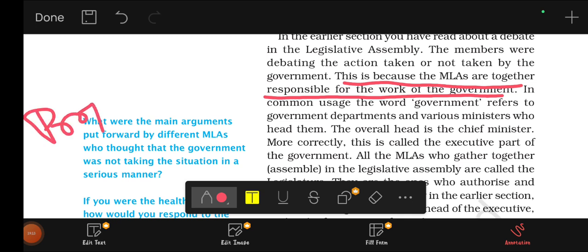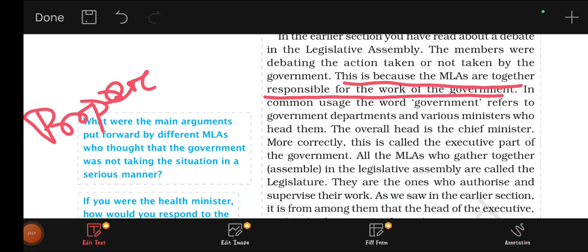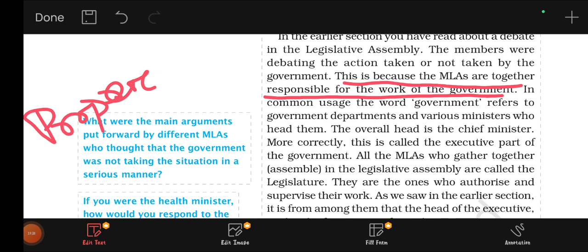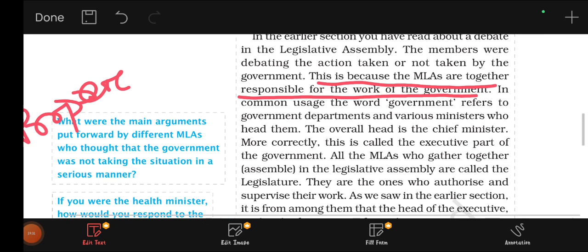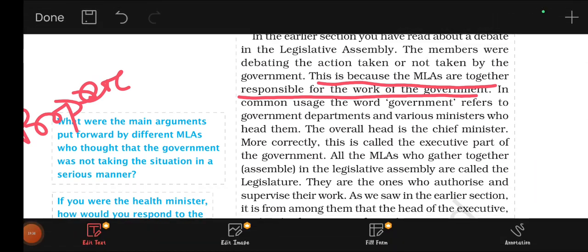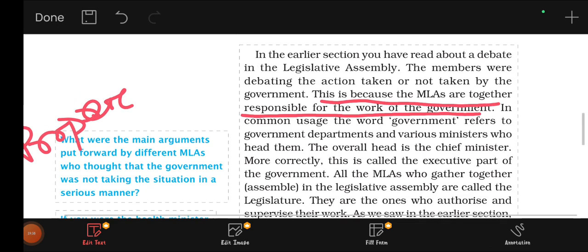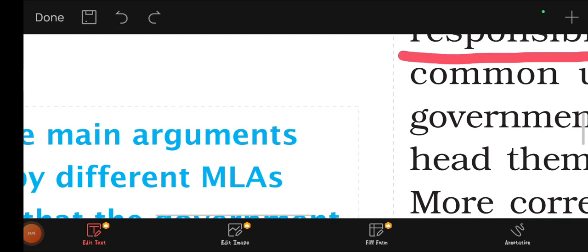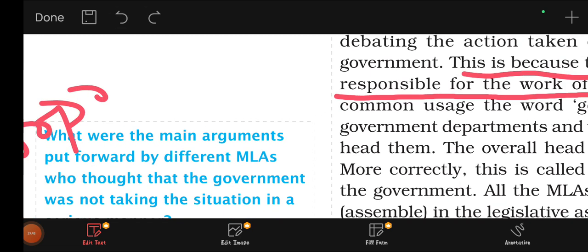That means for proper functioning. Sorry. Give me a second.